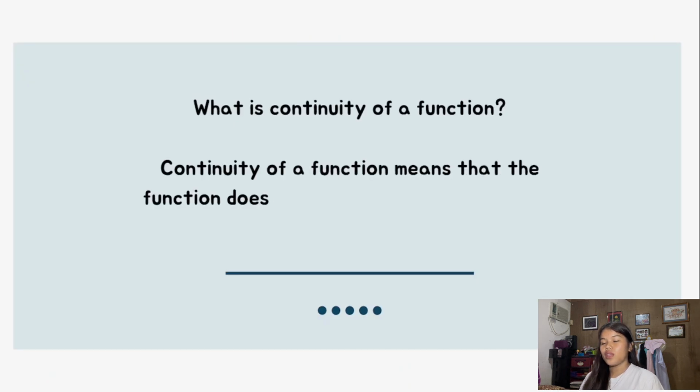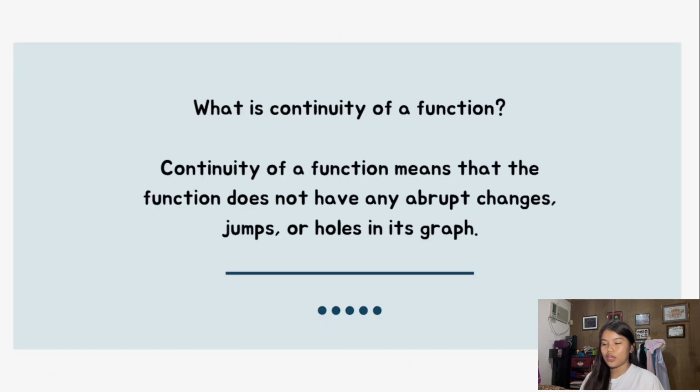So let's start with what is continuity of a function. Continuity of a function means that the function does not have any abrupt changes, jumps, or holes in its graph. Or in simple words, a function is continuous if it can be drawn on paper without lifting the pen.